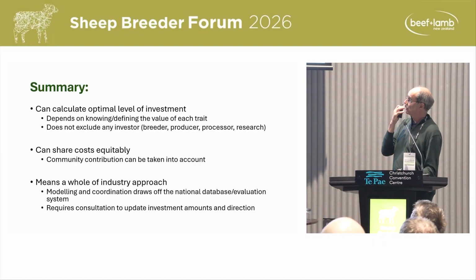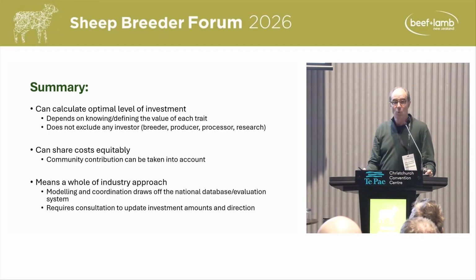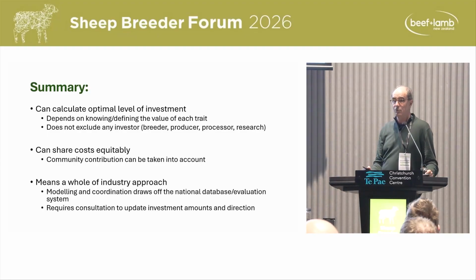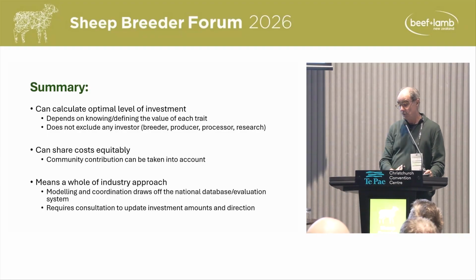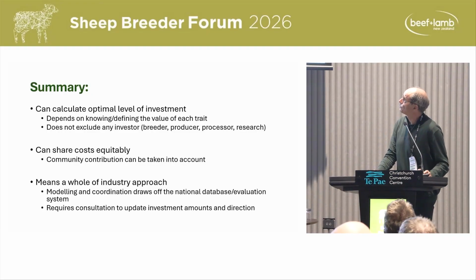So just to summarise what I've tried to say: it's possible to work out the optimal level of investment at an industry level. Beef and lamb could do that by looking at the current levels of accuracy for different traits. And you can see, are we close to the optimum for one or more traits? Are we a long way away from it? That starts giving you a basis of thinking about how you might get more phenotypes.